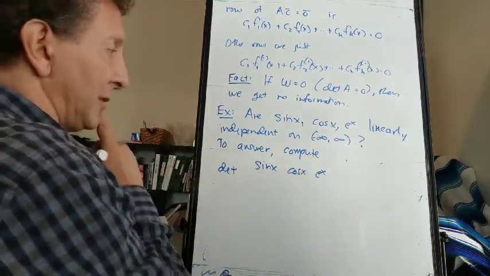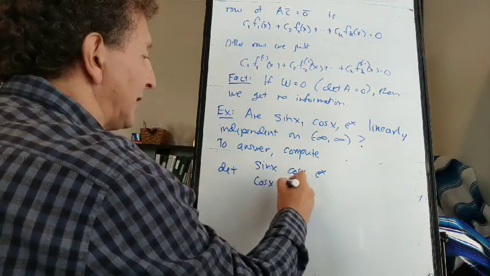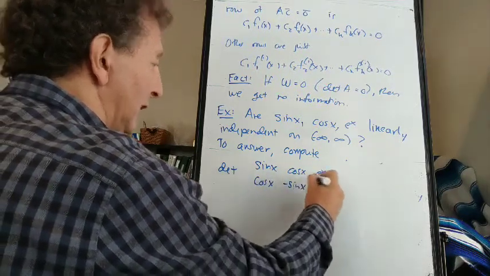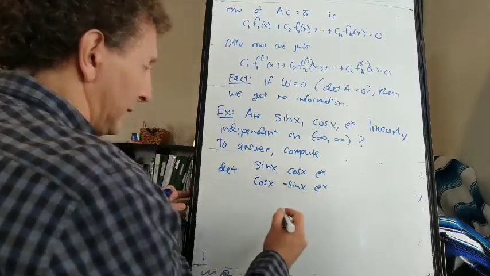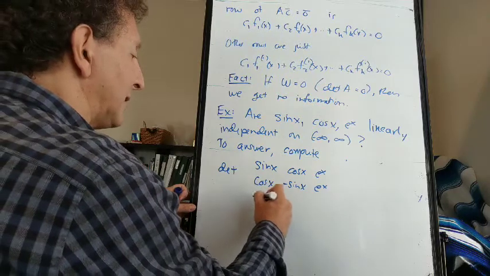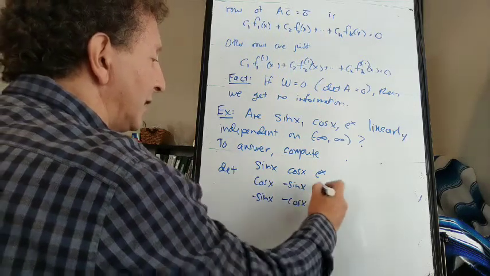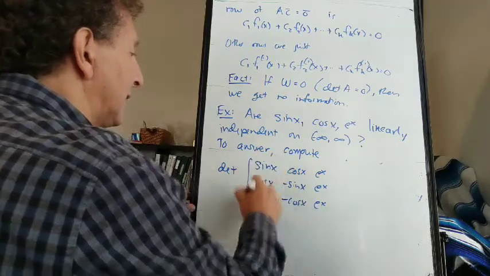The second row is going to be derivatives of these. Derivative of sine is cosine, derivative of cosine is negative sine, derivative of e to the x is e to the x. And then the second derivative. Derivative of cosine is minus sine. Derivative of minus sine is minus cosine. Derivative of e to the x is e to the x.